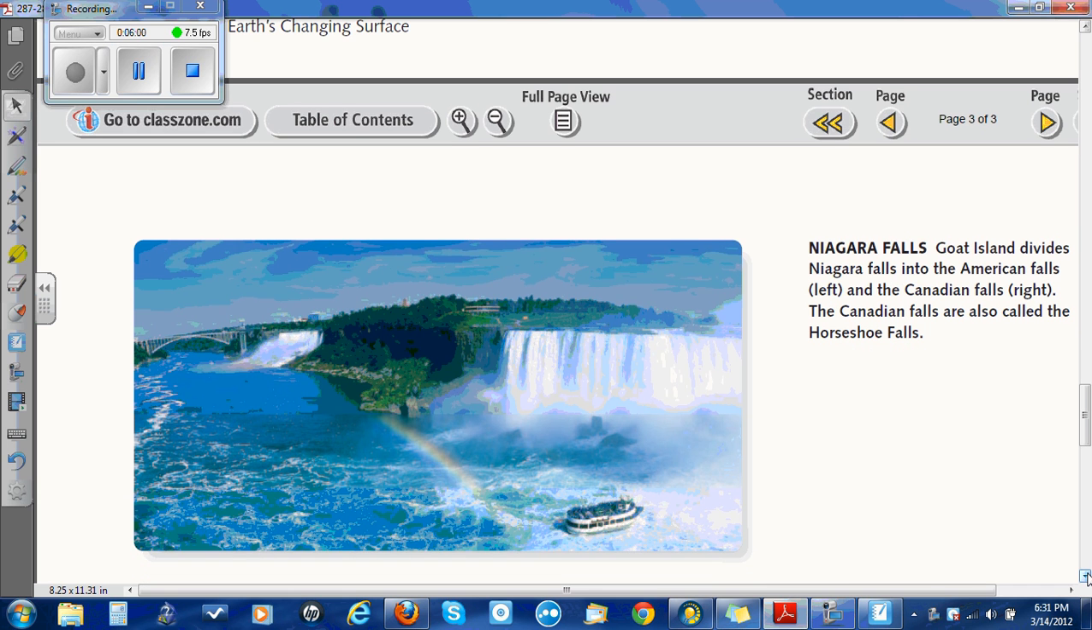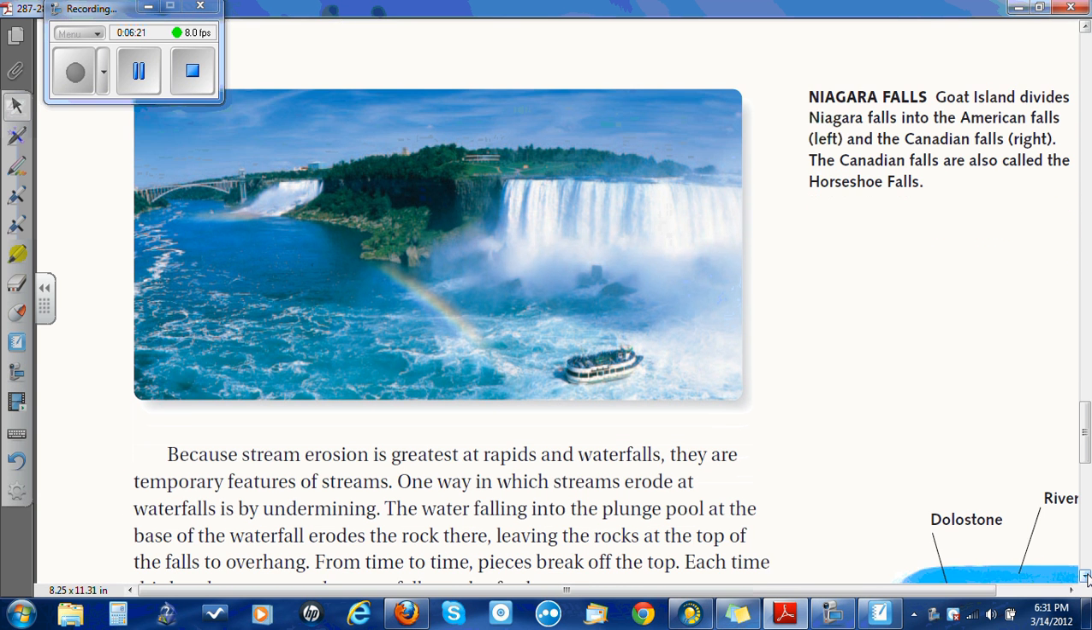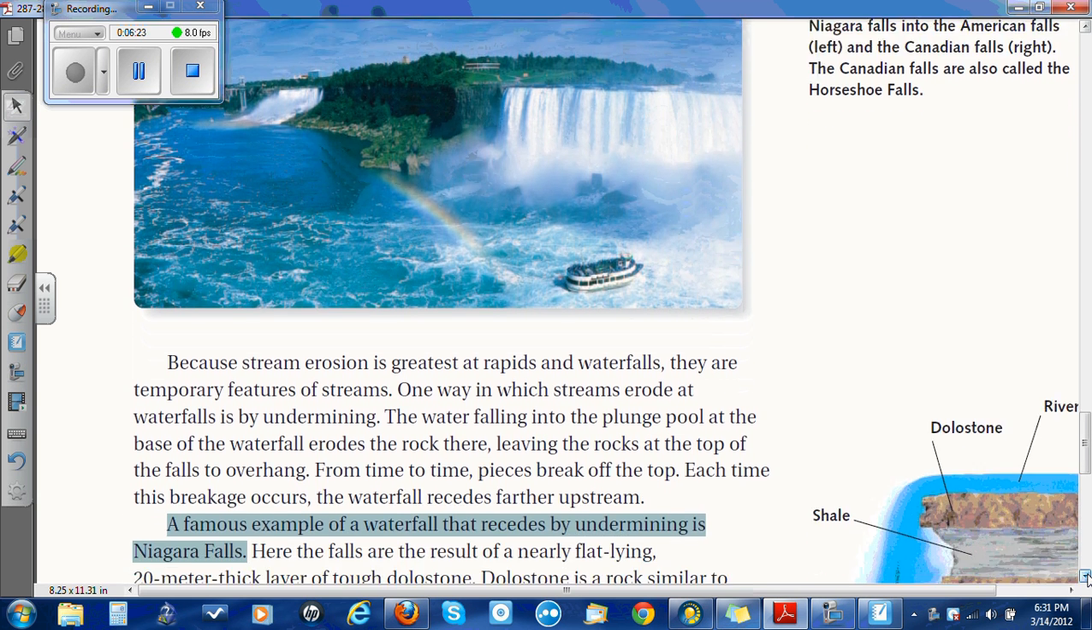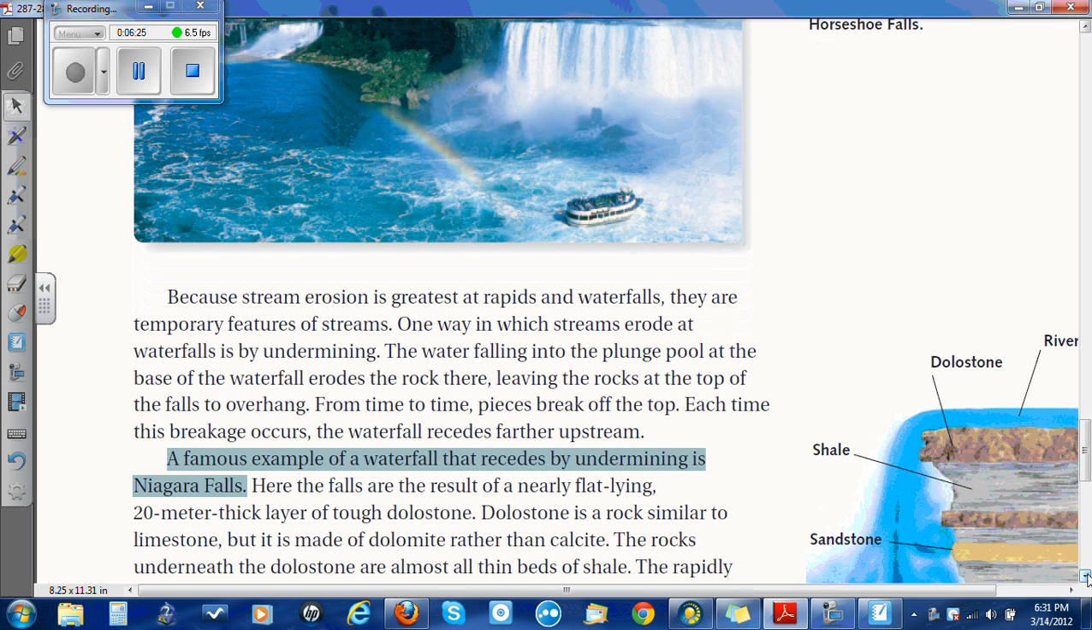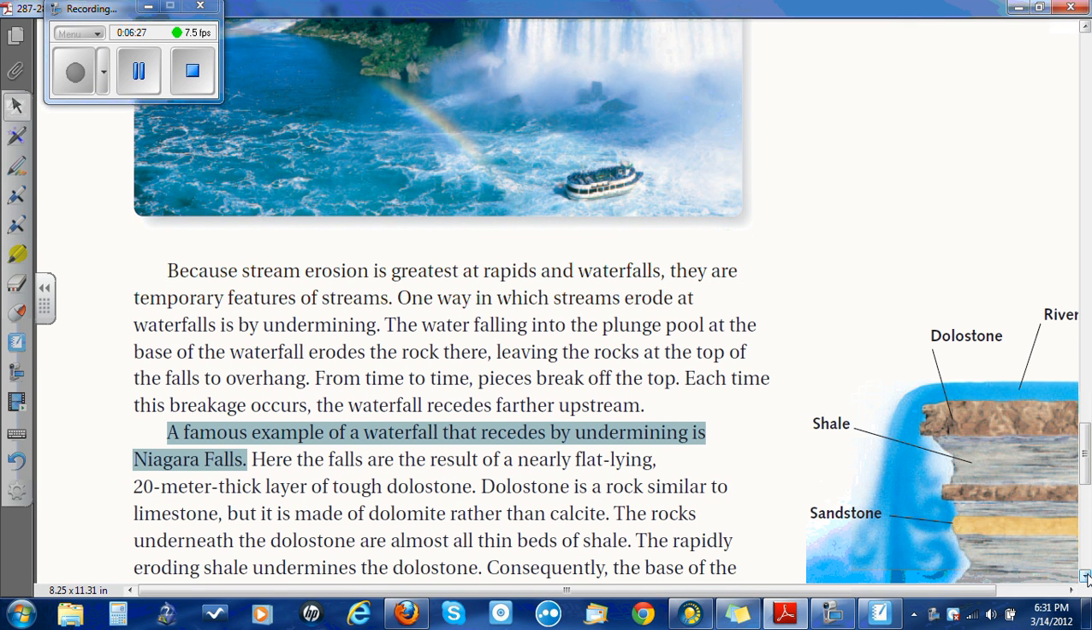This is a graphic of Niagara Falls. Goat Island divides Niagara Falls into the American Falls on the left and the Canadian Falls on the right. Canadian Falls are also called the Horseshoe Falls. All of these falls used to be a lot farther to the east than they are, but they're eroding back to the west. Because stream erosion is greatest at rapids and waterfalls, they're temporary features of streams.